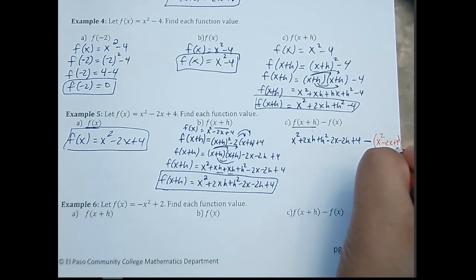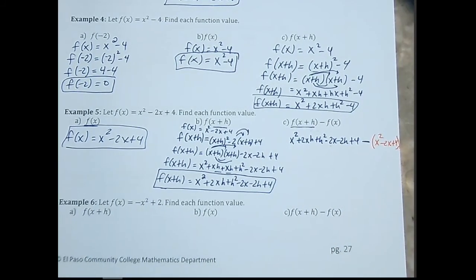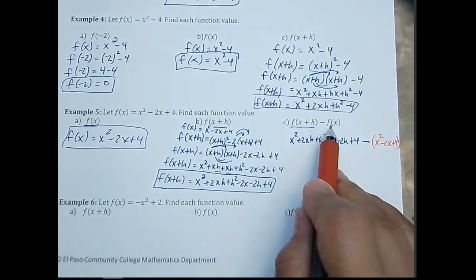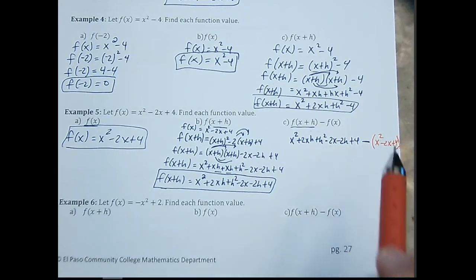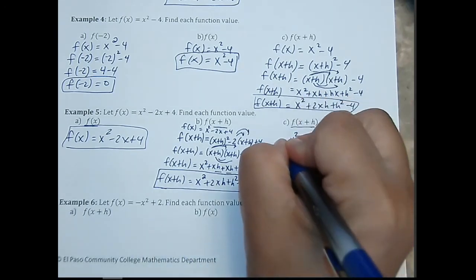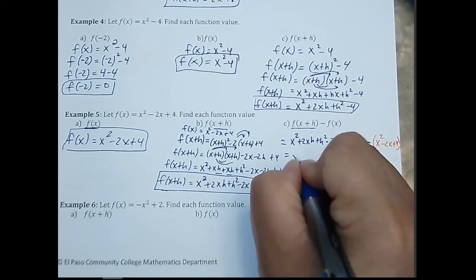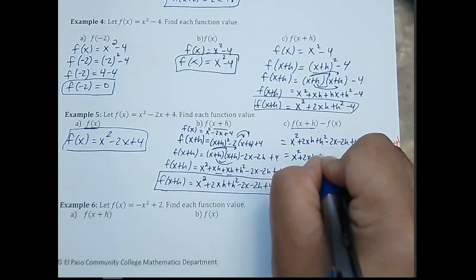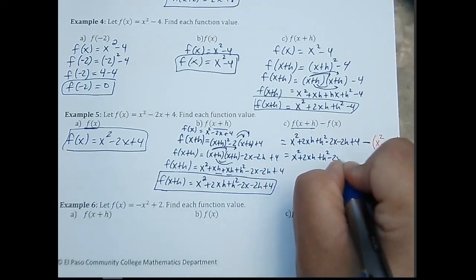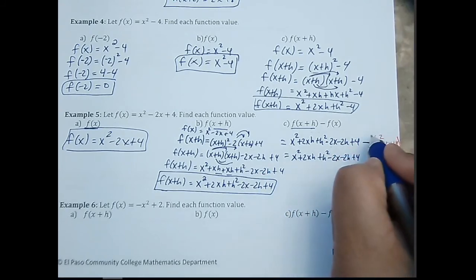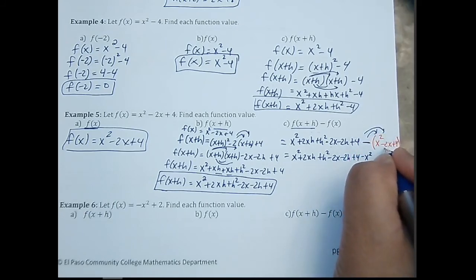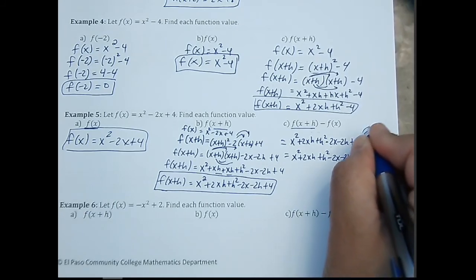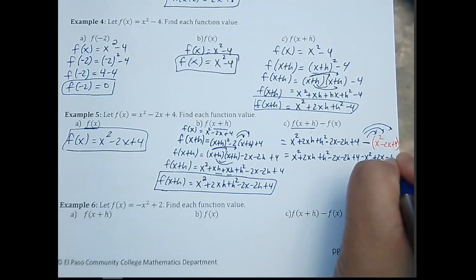And the reason you want to put it in parentheses is because we're subtracting the entire function. So without the parentheses, the negative would only be applied to the x squared. That's why it's important to have the entire parentheses. So if we simplify, we get x squared plus 2xh plus h squared minus 2x minus 2h plus 4. Distribute the negative. Negative x squared. Negative and negative is positive 2x. And negative times a 4 is negative 4.